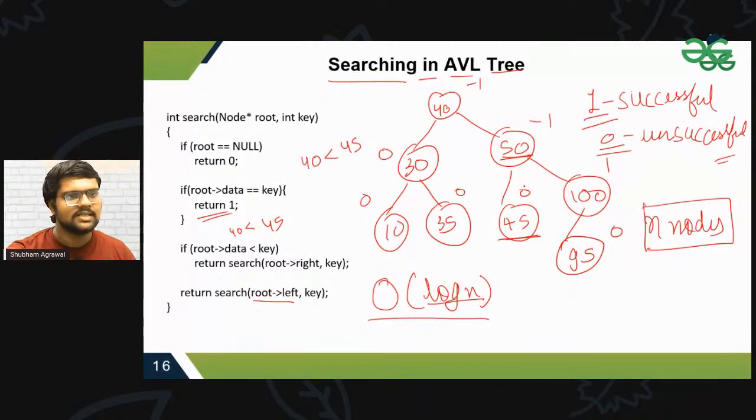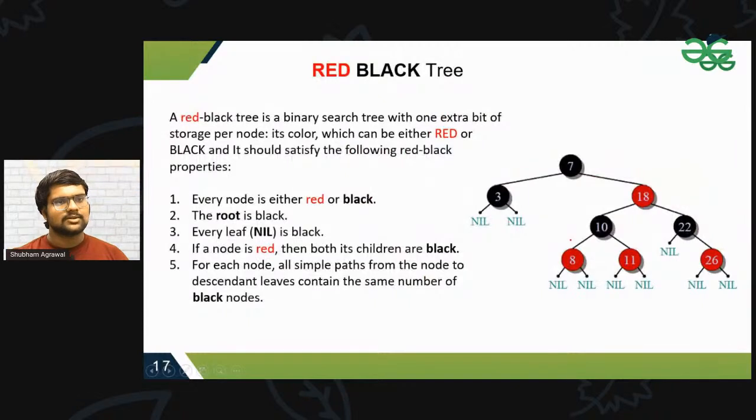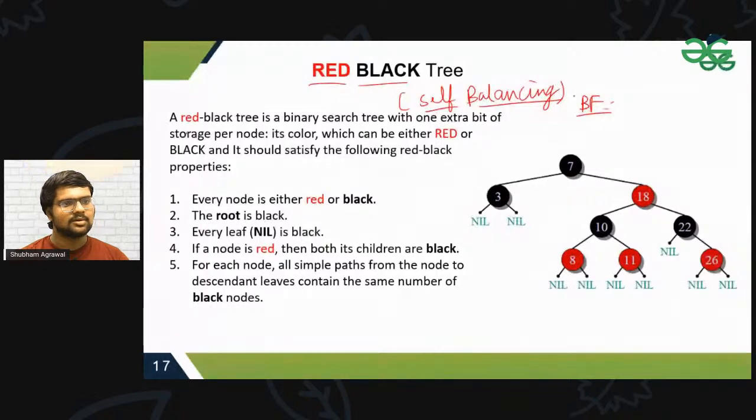Now let's see what a red black tree is. A red black tree is also a self-balancing binary search tree. But here we don't use a balance factor. Instead we use an extra bit per node, that is color. So a node can either be red or black. And these are the following conditions that need to be satisfied.